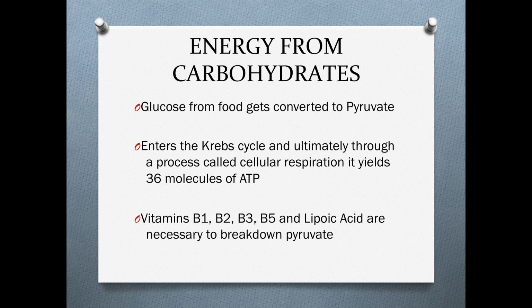So when we convert energy from carbohydrates, glucose from food gets converted to pyruvate. When it enters the Krebs cycle, it ultimately, through a process called cellular respiration, yields the 36 molecules of ATP. It requires certain vitamins like B1, B2, B3, and B5, and lipoic acid to break down the pyruvate.